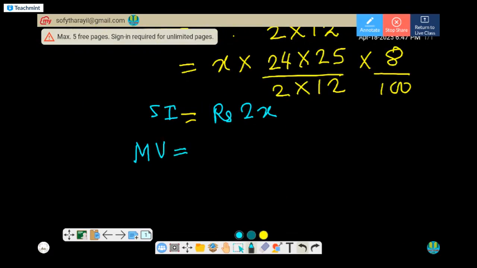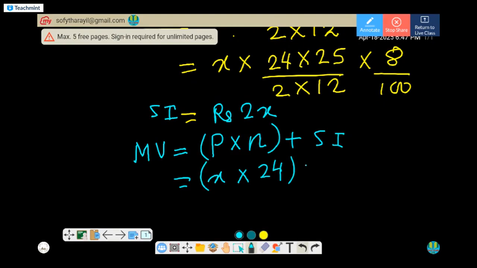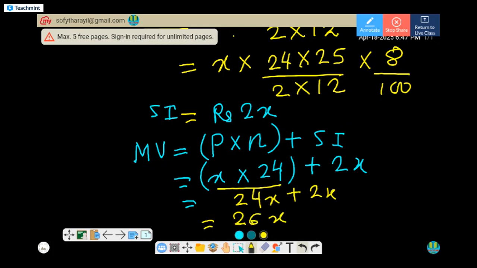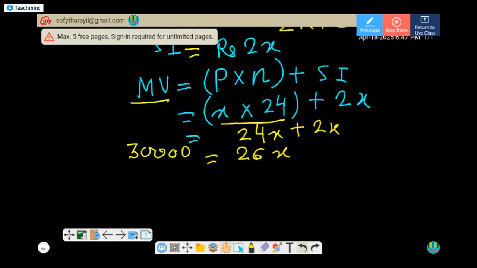Yes, Anushka, how do we find MV? It's already given, but what is the formula of MV? P into N plus I. Correct. P into N plus whatever is the SI. Now P is X into N. N is 24 and SI is 2X. So if we simplify, X into 24 is 24X plus 2X will become 26X. And MV is already given as 30,000. So come on, calculate the value of X then. What will be the value of X?